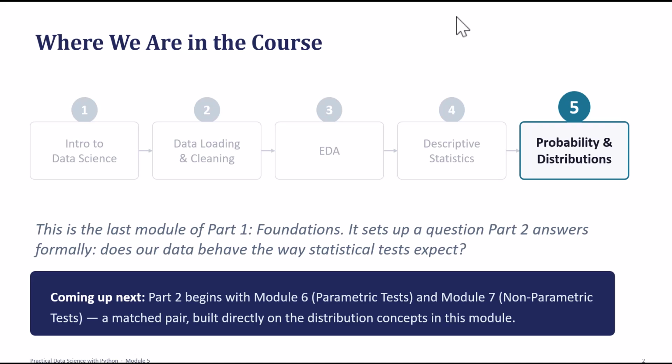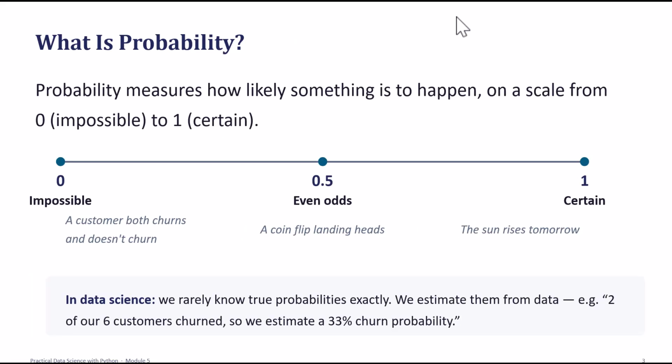So we just want to skim through this introductory section on probability distributions. Probability measures how likely something is to happen on a scale from 0 to 1, that is, impossible to certain. The way you did in high school, draw a probability diagram and look at certain, impossible, unlikely, likely, even odds. You understand? This is what we are familiar with.